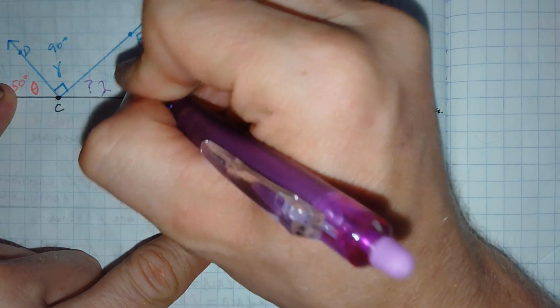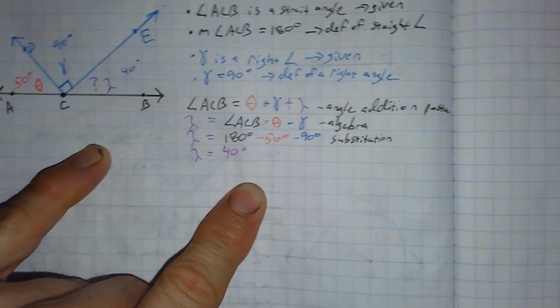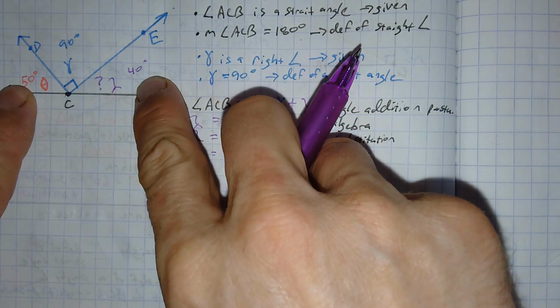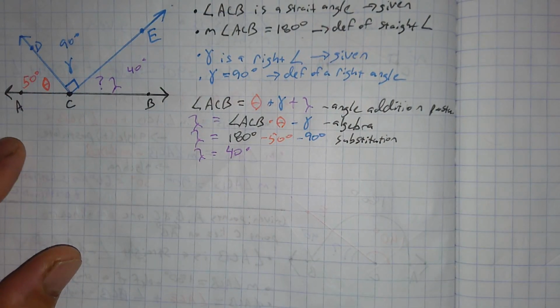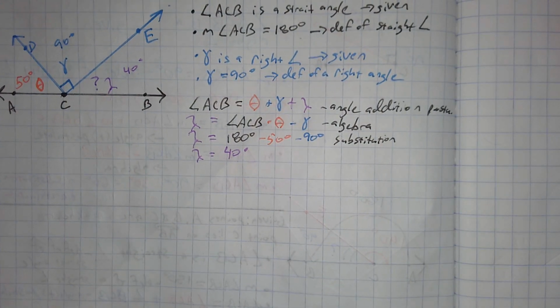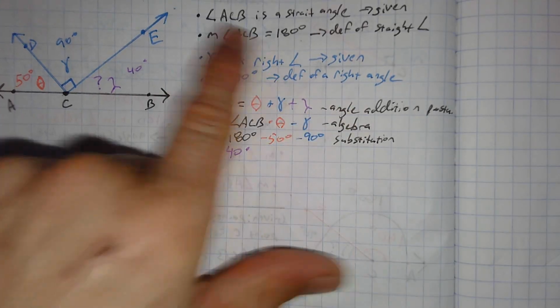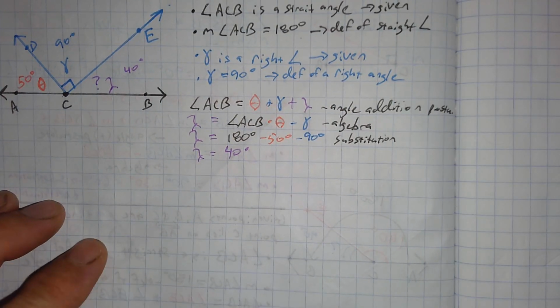So it's 40 degrees. All right, and this should make sense. 40 plus 50 is 90, plus another 90 is 180 degrees. It's a straight line. Okay, so that's how you do that one. Let me pause to prepare my next one.